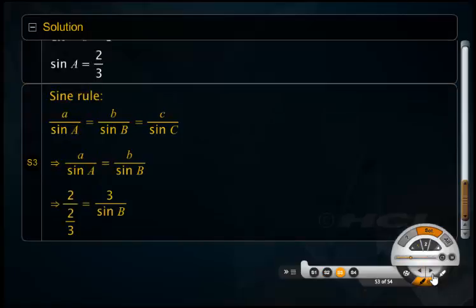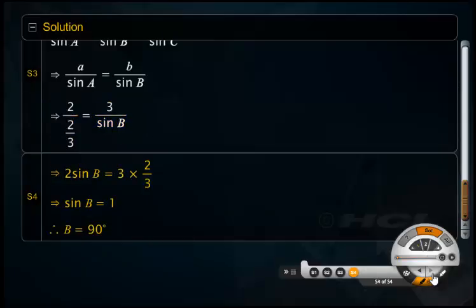Apply the sine rule and substitute the given values. On simplification, we get the value of sine B as 1. And it implies that angle B is equal to 90 degrees.